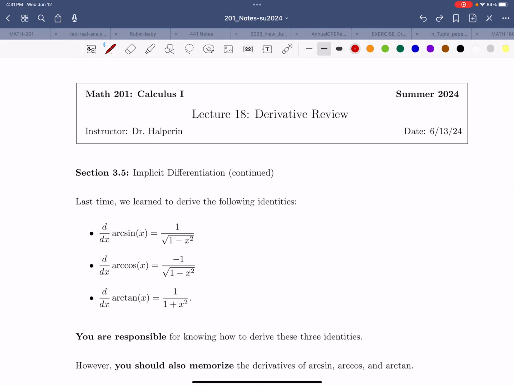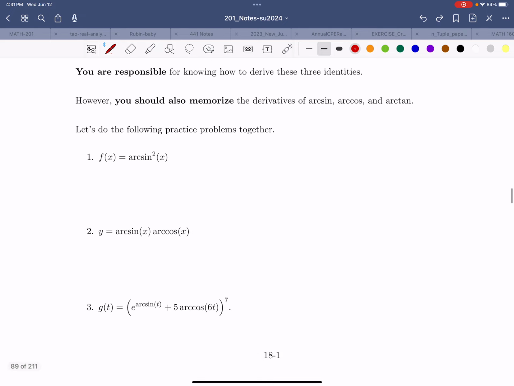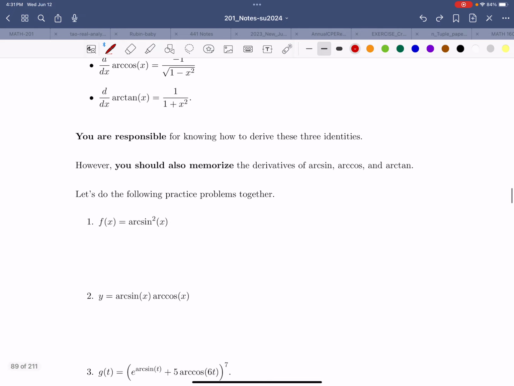Let's do some guided practice. I know we're not technically starting in the guided practice section, but Lecture 18, derivative review, doesn't involve learning anything new. We're just doing a bunch of practice problems. So let's do all the following practice problems together.